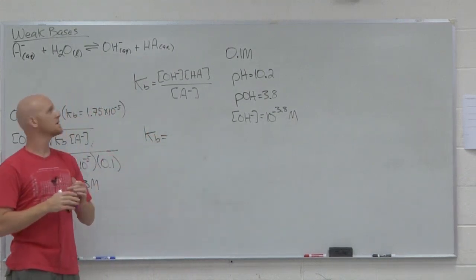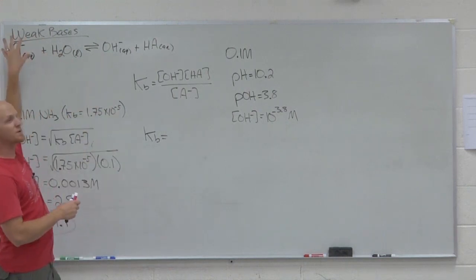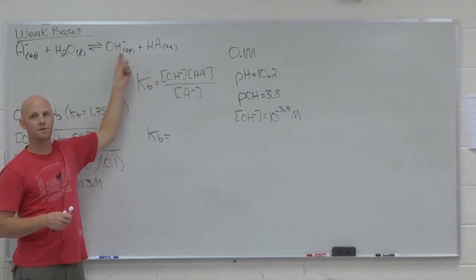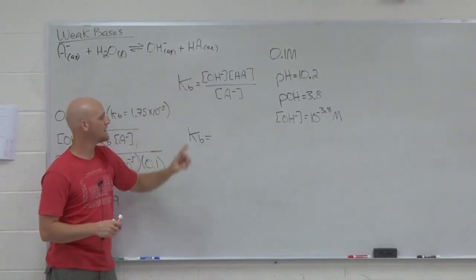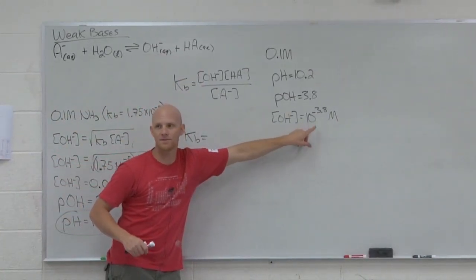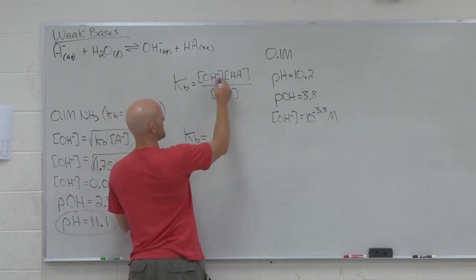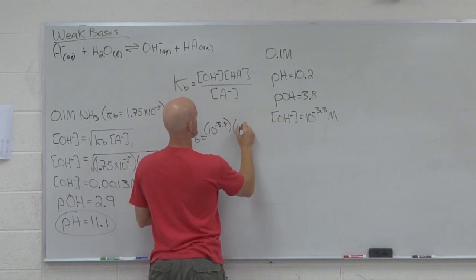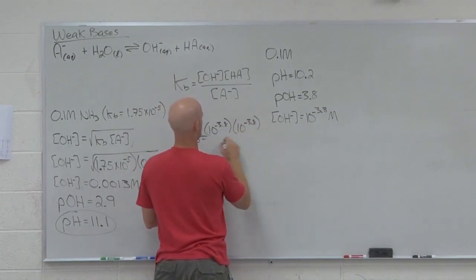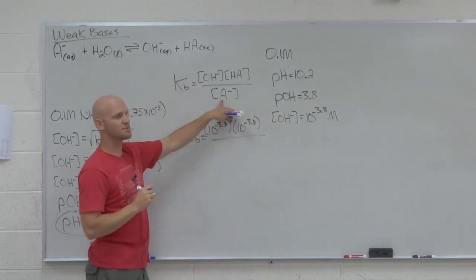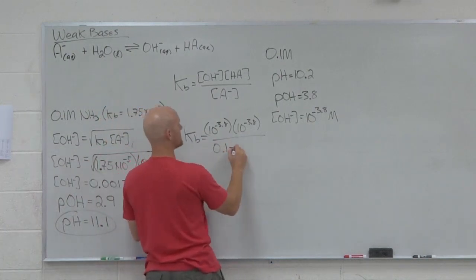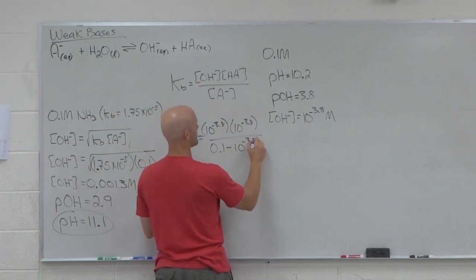Kb here, notice, if you recall, if all you started with was a weak base, then these two concentrations should both be equal. And now we just found out they're both equal to that. And so we have on top here 10 to the negative 3.8 times 10 to the negative 3.8. What was the original base concentration on bottom here? 0.1, and technically it's 0.1 minus the amount that reacted, 10 to the negative 3.8.